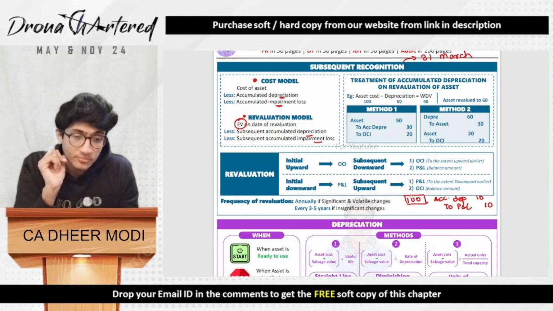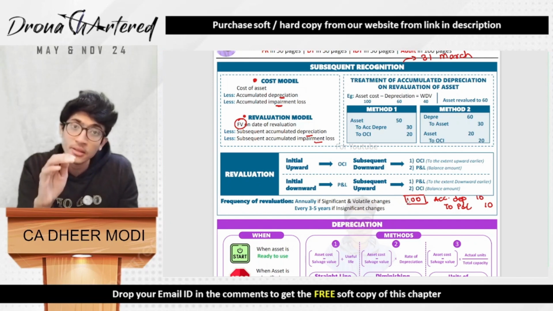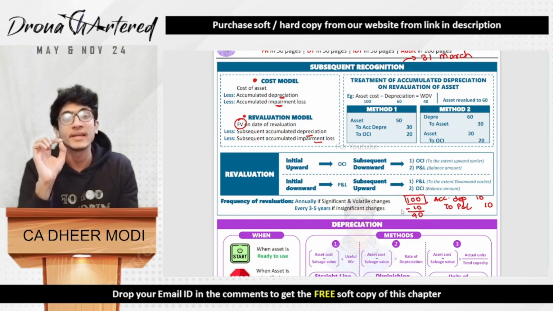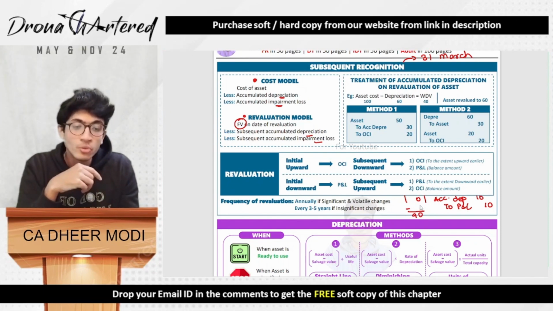There is another method where depreciation is directly hit on the asset. That means this year we will show at 100. Next year, when you have used 10, you will subtract 10 rupees in the form of depreciation, and this will now be shown at 90. This is your depreciation method. But the one that we are doing right now is your accumulated depreciation method.